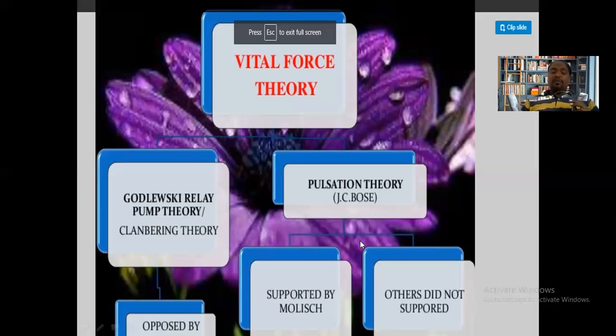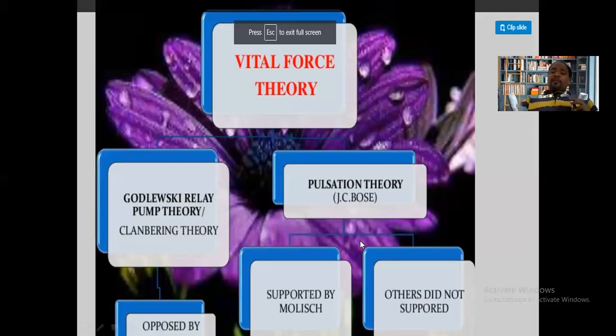Pulsation activity of the cells of the innermost cortical layer or innermost cortex, isn't it? It means that the cells of the innermost cortex have pulsation action, and this pulsation activity supports the ascent of sap. But this theory is supported by Molisch, but it is not supported by many other scientists, and other scientists did not support this theory. So this theory is also not accepted for the ascent of sap.